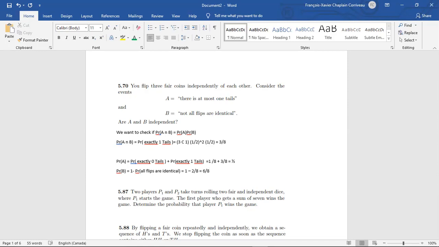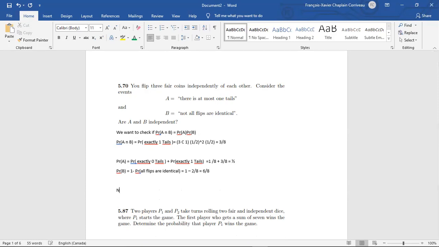Now, you have your numbers. Now you just check whether or not the equality is verified. So in this case, is the equality verified, yes or no? So is this times this equal to this? And the answer is yes. Right? Now note, times 6 over 8.